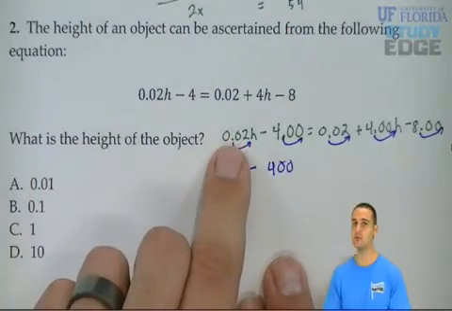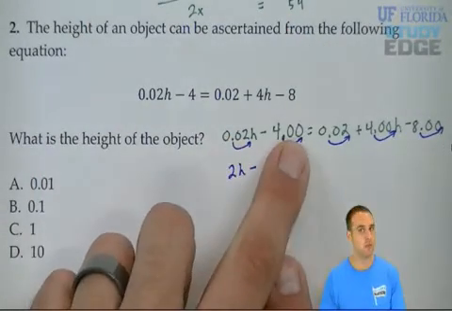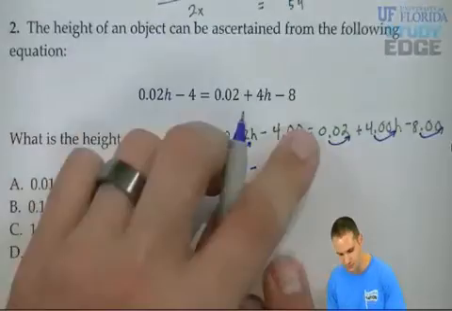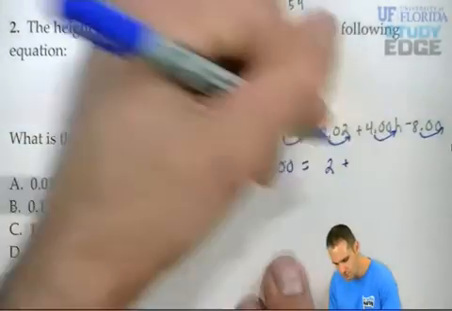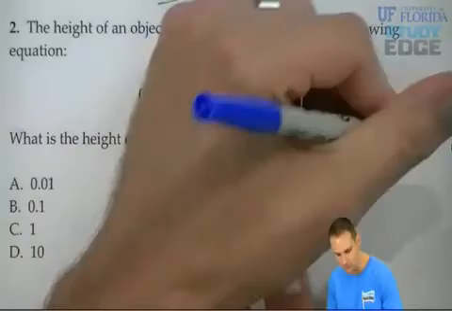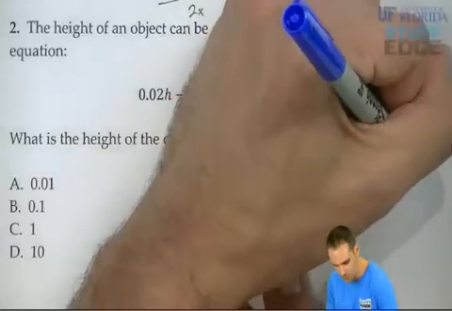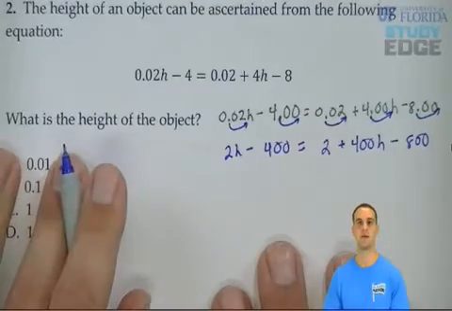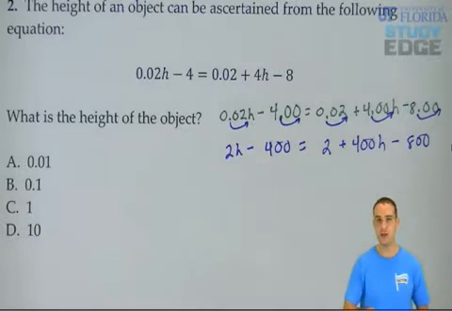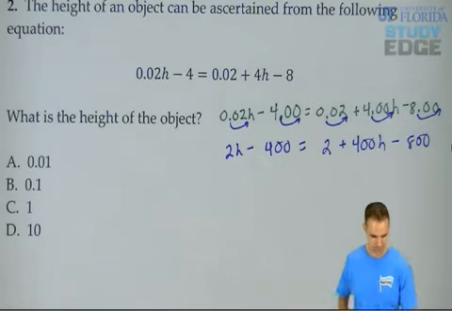Again, notice the zeros to the left versus the zeros to the right. Equals 0.02 would just be 2 plus 400h minus 8.00 would be 800. Once again, pause the video, write that all down. It's a lot.